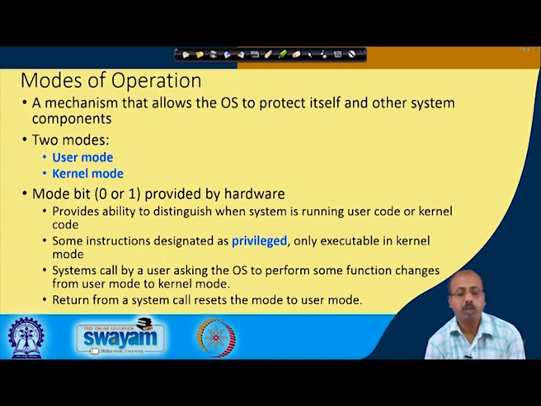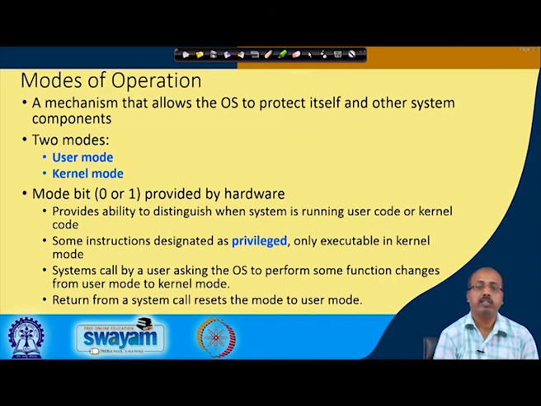Now, if you look into the modes of operation of an operating system, there is a mechanism that allows the OS to protect itself and other system components. This is known as user mode and kernel mode. There is a mode bit provided by the hardware designer. If you look into any processor design, in the processor status register there will be a mode bit. One very simple type of implementation may be that if the mode bit is 0, it is executing the program in user mode. If the mode bit is 1, it is executing in the kernel mode.